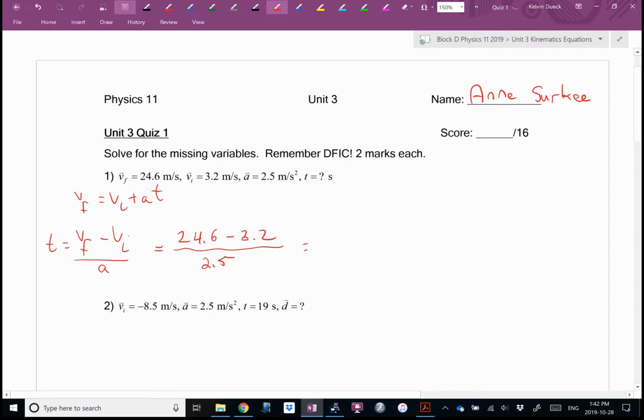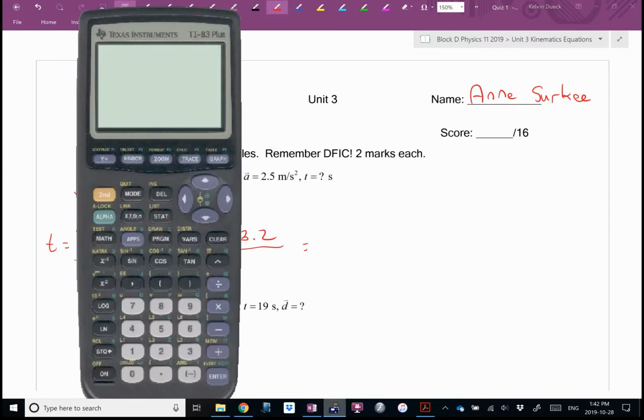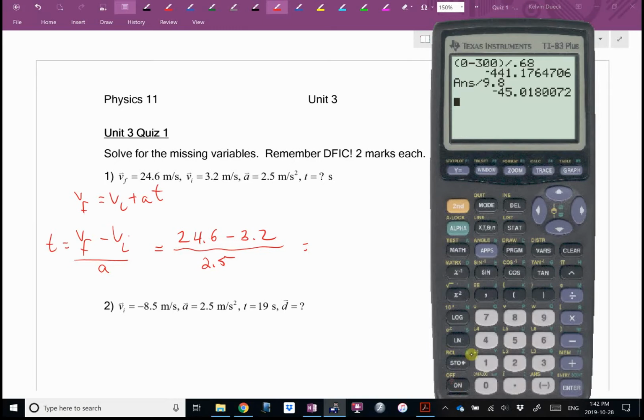2.5. Time is the only variable, the only thing that we're finding in this unit that will always be positive. So if you ever get a negative time, you have done something wonky. Check your signs or check how you typed it into your calculator. Is it a fraction? Did you put brackets around the top, brackets around the bottom if necessary? Anyways, here, this is a fraction, more than one thing on the top, so brackets around the top. 24.6 minus 3.2 divided by, I don't need brackets around the bottom.